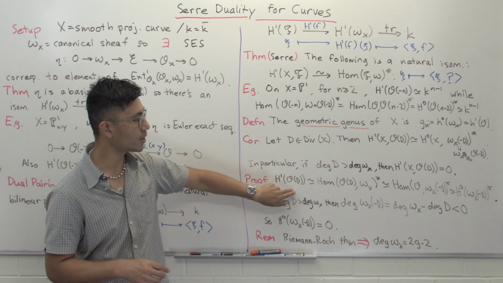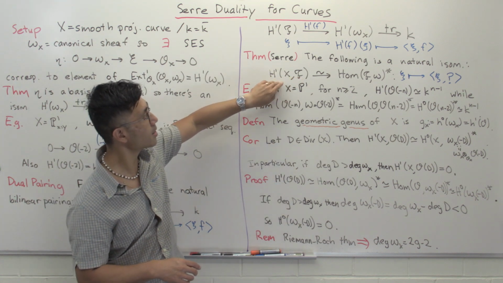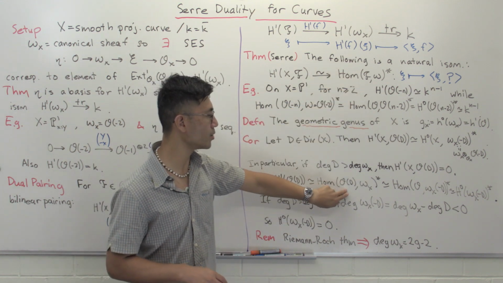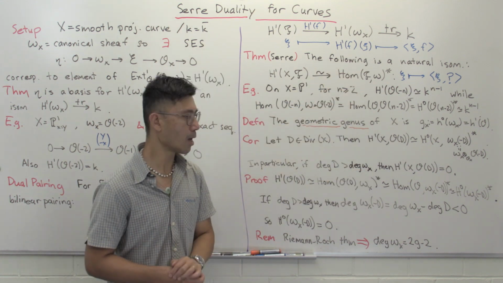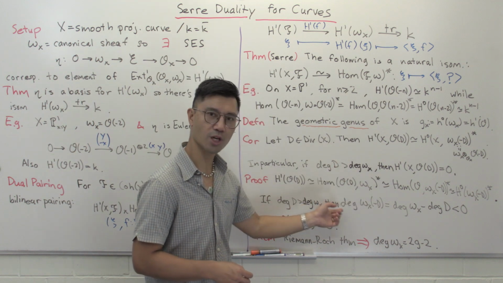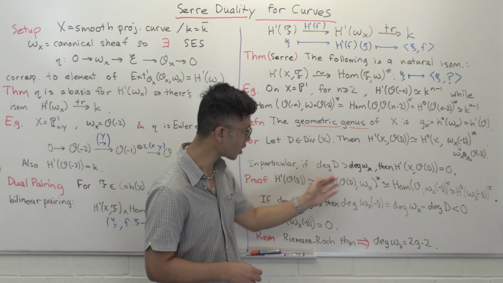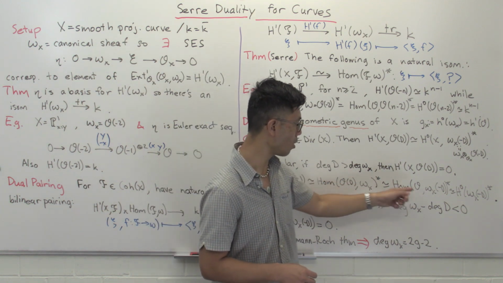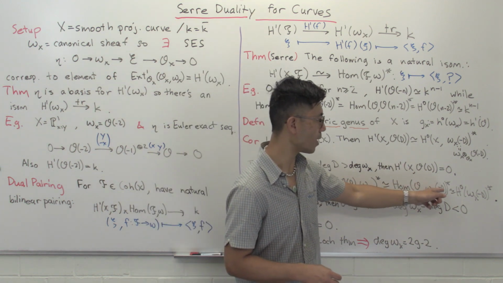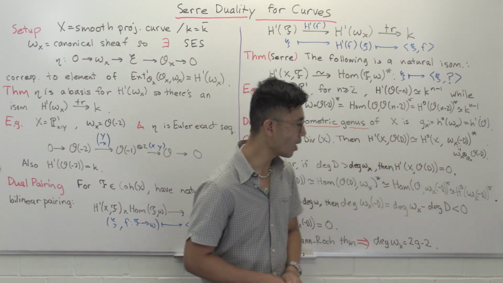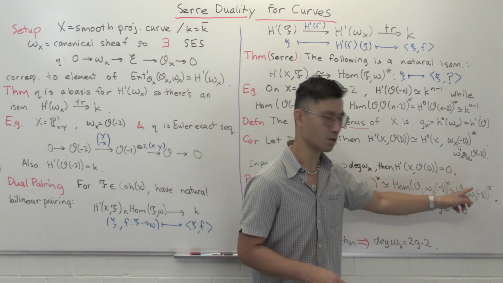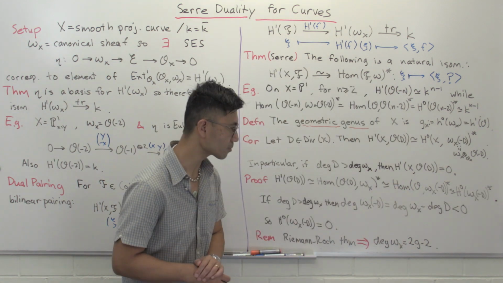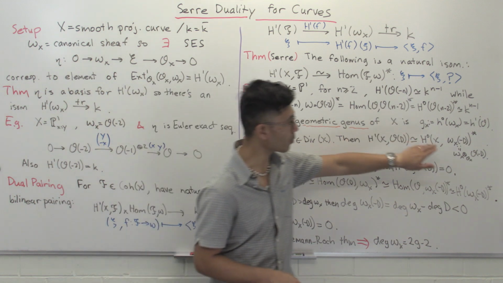So what's the H1 of O(D)? Let's just use the formula here. This is isomorphic to the vector space dual of the Hom of O(D) into omega X. Again, remember, if you tensor by an invertible sheaf, that's a category equivalence, so we can do that to change this Hom. Tensor by O(-D) to make this O(D) into an O, and this omega X goes to omega X(-D). So that's what you have here. And of course, Homs from O into something is just H0, so that's the vector space dual of H0 of omega X(-D). So that's the first part.